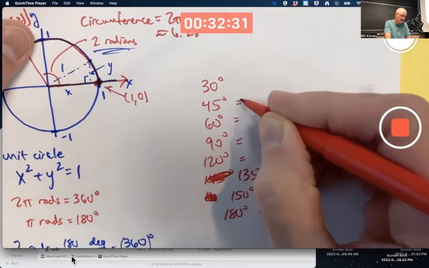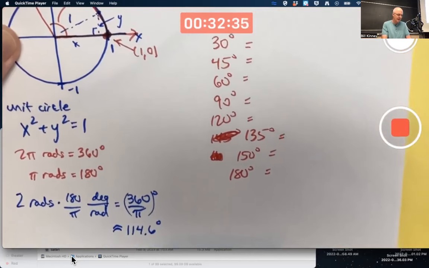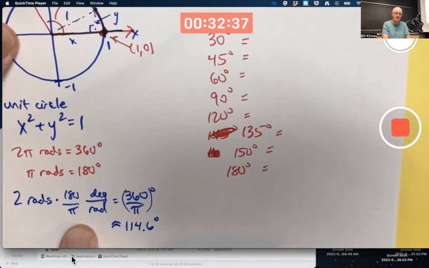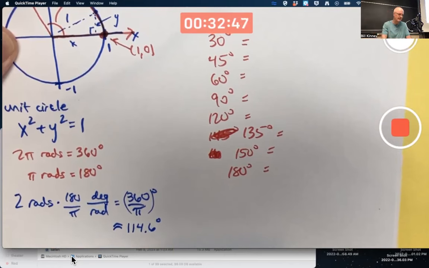We can convert all these to radians by using the opposite conversion factor. Take this fraction right there and flip it over. This one's 180 degrees per pi radians. If I flip it, it's pi radians per 180 degrees.